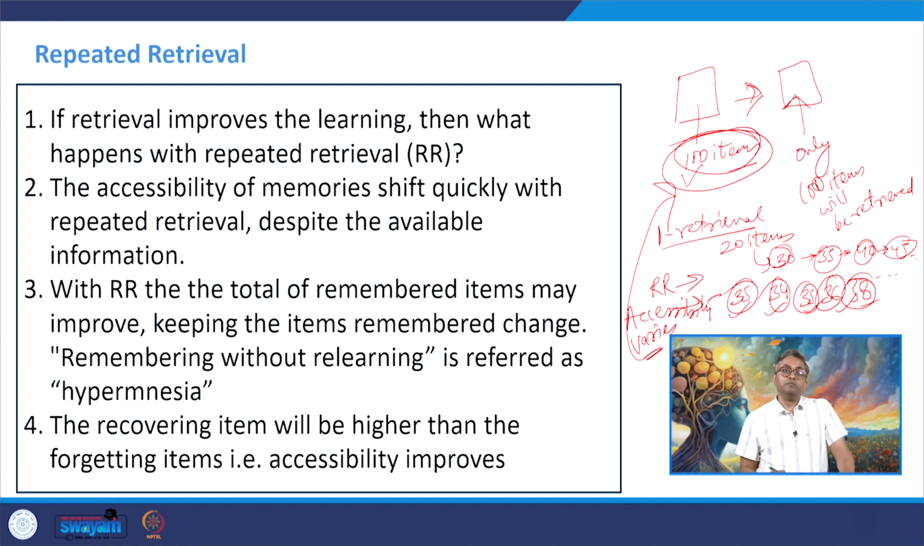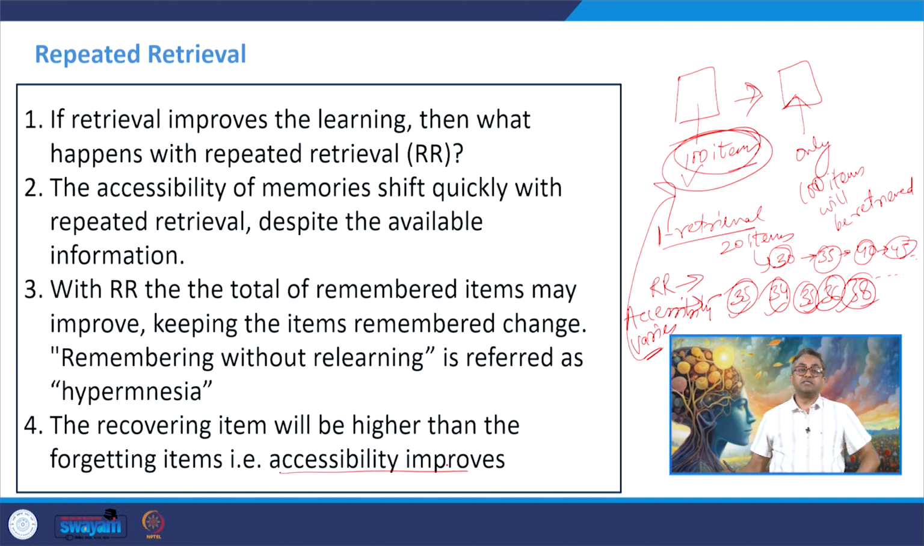As a result, the forgetting items, as we discussed earlier and are going to discuss in coming lectures also, Ebbinghaus's classical experiment of 1885, the forgetting curve. If Ebbinghaus would have done the repeated retrieval, then the forgetting curve would have been different. As we expect to see, repeated retrieval would have changed it and altered it.